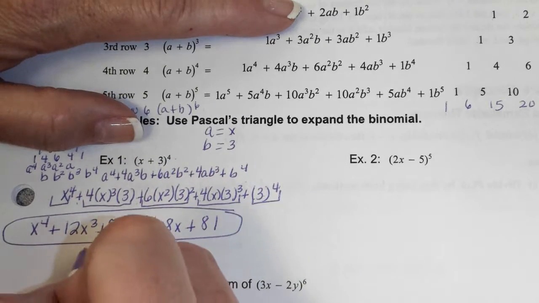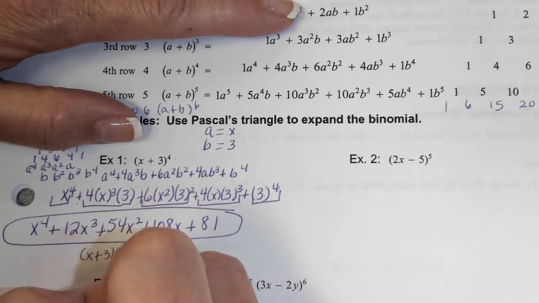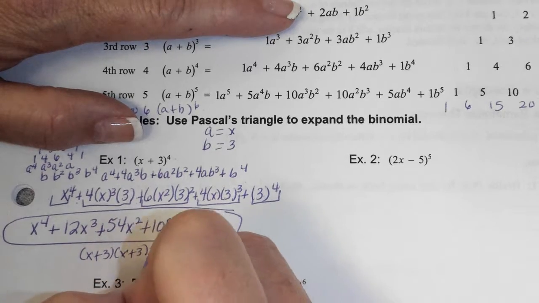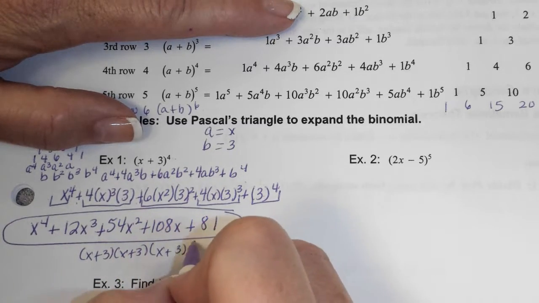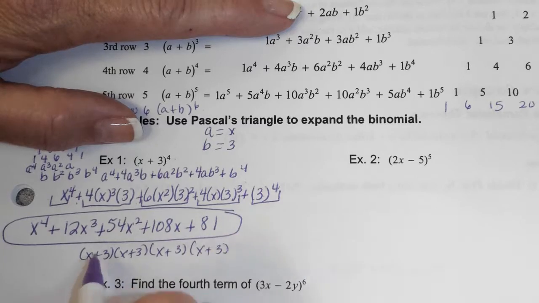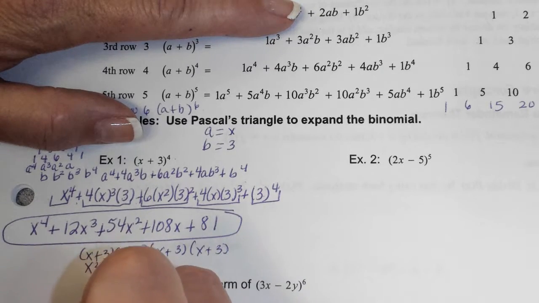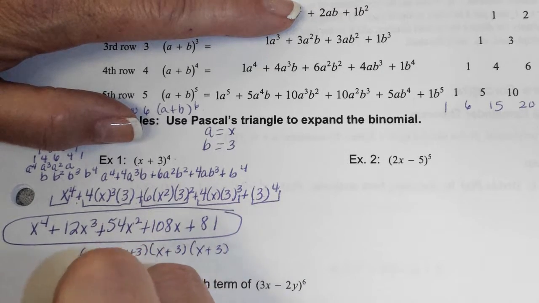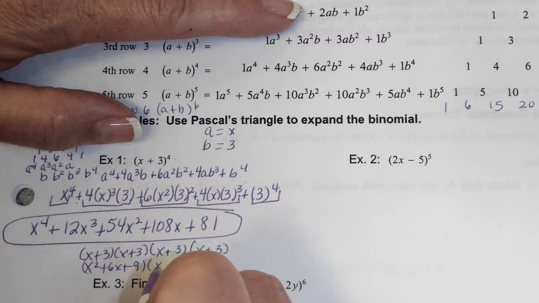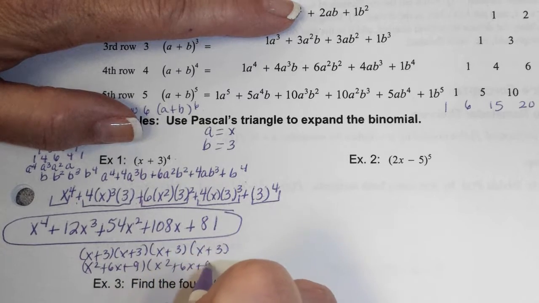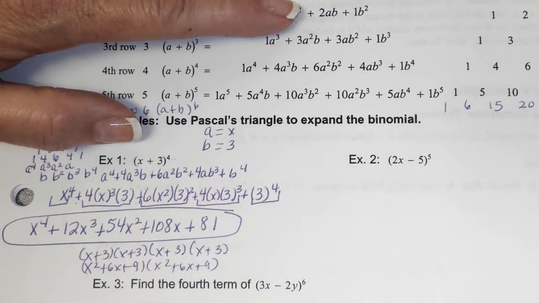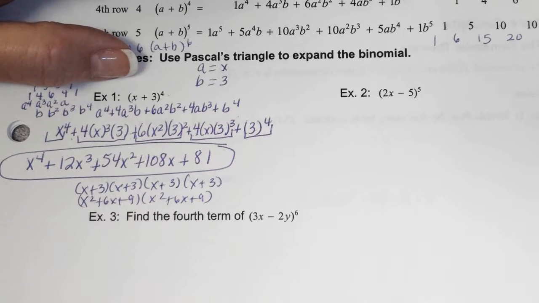That is much easier than doing x plus 3 times x plus 3, getting that answer, multiplying by x plus 3 again, multiplying by x plus 3 again. I'd have to multiply all that out, and then I'd have to multiply that out, and then I'd have to multiply those. Challenging to do.